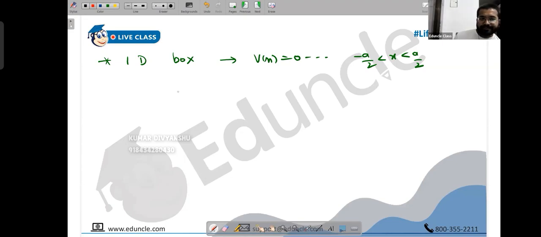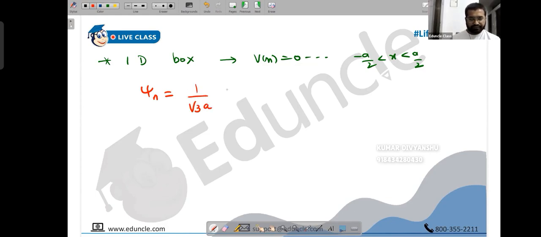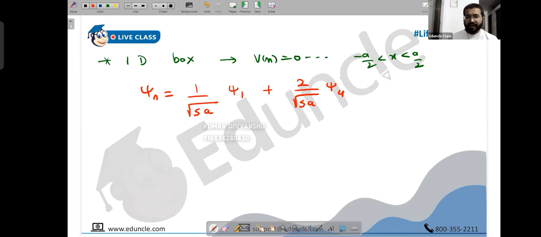Now in this, suppose they have given you that the wave function is 1 upon root 5a into psi 1 plus 1 upon root 5a psi 2 or psi 3 or psi 4. If I want root of 2 by a, I should write root 5a inside the root. Okay, 2 upon root 5a, psi 4. And they're asking you a couple of things in this option.